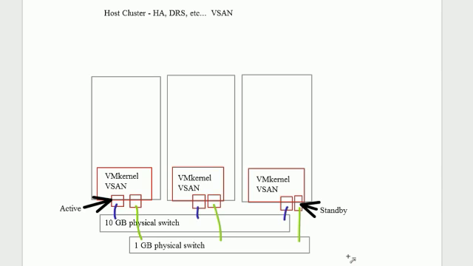So now I've got redundancy built into my network. And I know that the 10 gig adapters are going to be used under normal circumstances because those are the only adapters that are active.